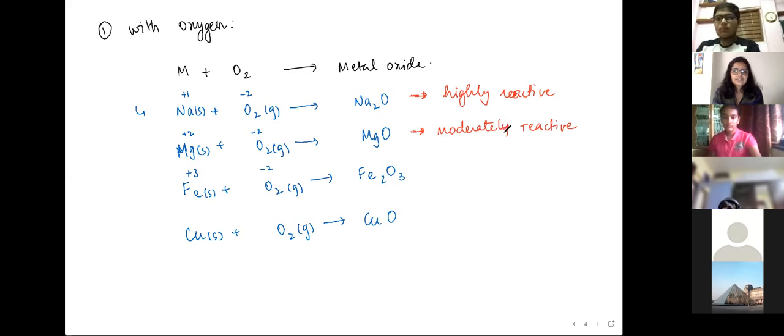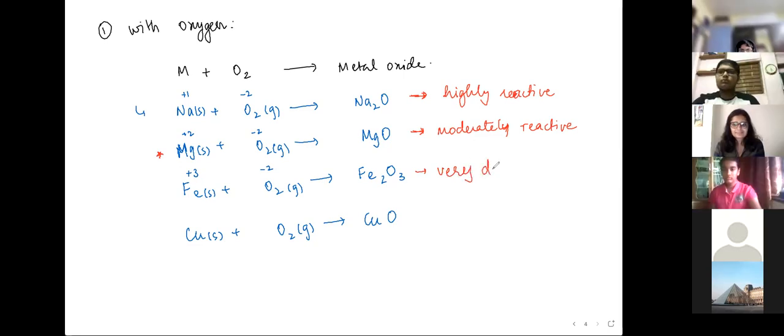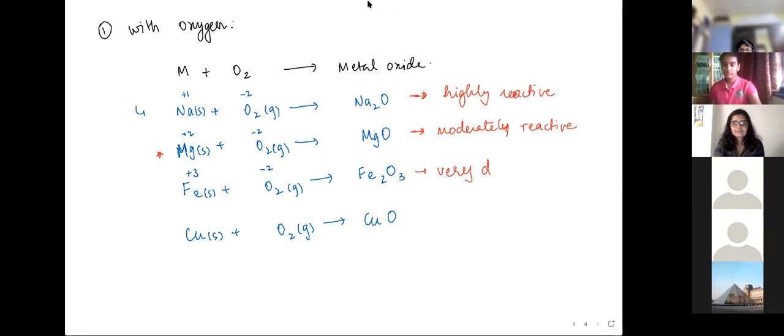Okay. So magnesium, you guys are aware of, releases a lot of heat and light, and you need to burn it first for the reaction to take place instantaneously. Otherwise, if you let it, it's going to take a few hours, maybe 1-2 days for the magnesium oxide coating to be there. Iron oxide takes a lot of days. This is basically rusting. But it's very slow.